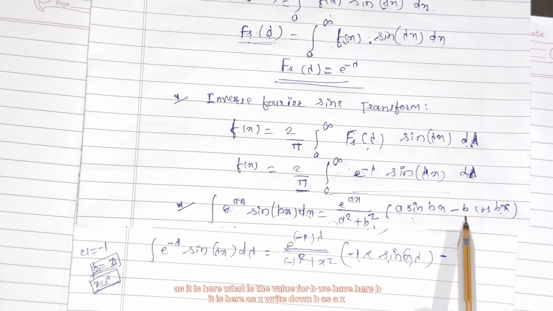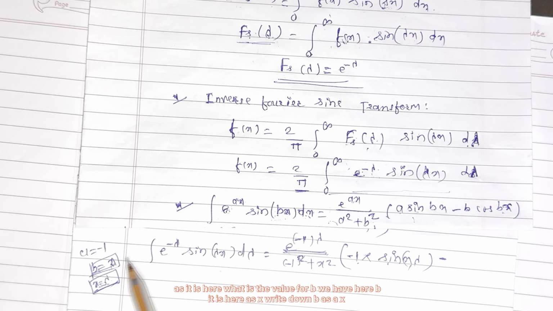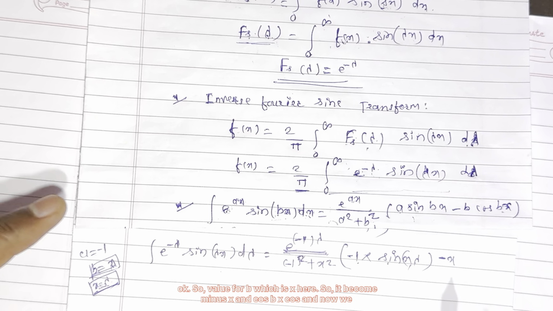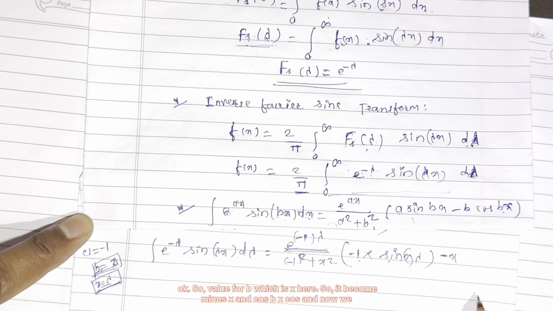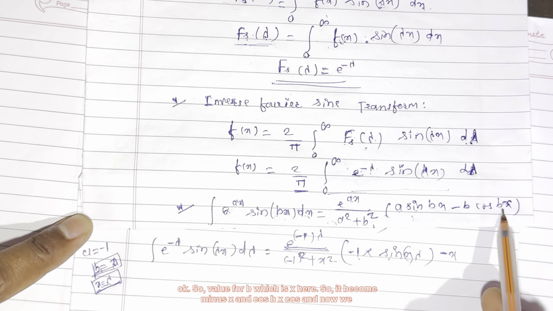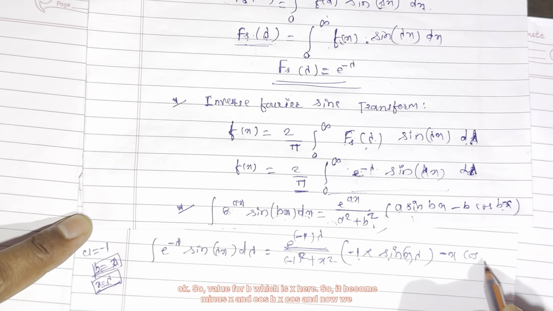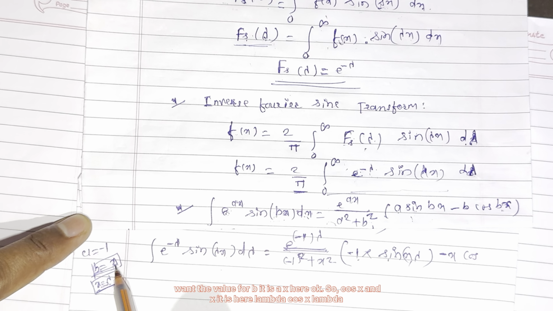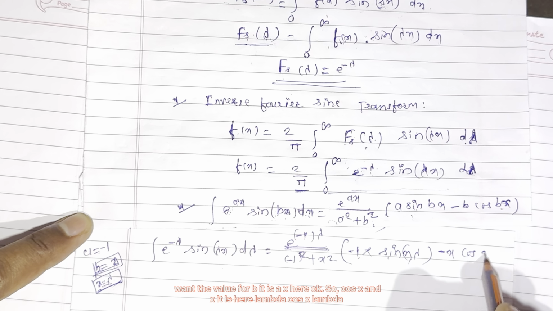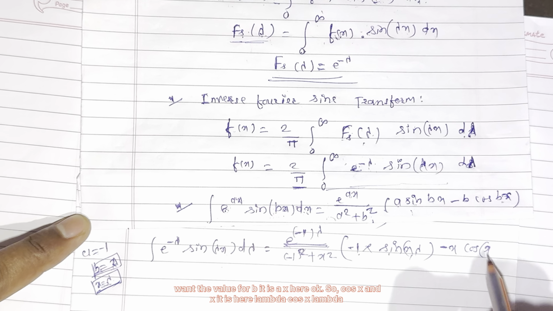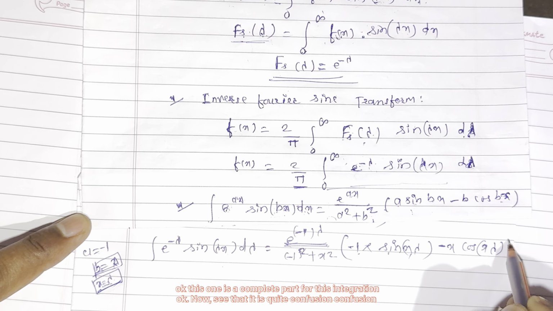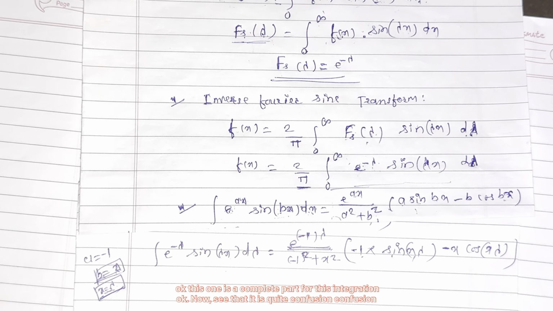What is the value for b we have here? b is here as a x. Write down b as a x. So the value for b, which is x here, becomes minus x, and cos bx. Now we want the value for b, it is a x here. So cos x, and x is here lambda, cos x lambda. This one is a complete part for this integration.